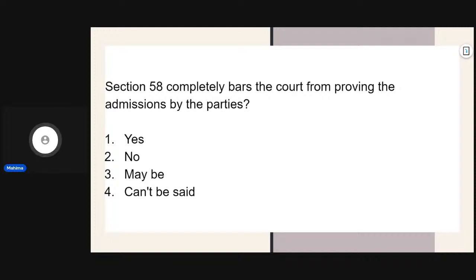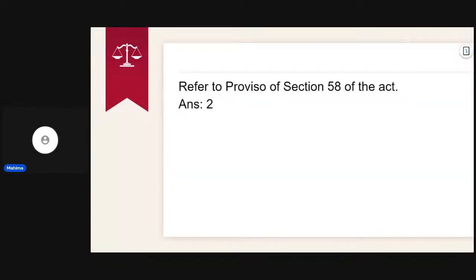Section 58 completely bars the court from proving the admission by the parties. Yes, no, maybe, can't be said. Come on. Section 56 is something else, the list of judicial notice is under Section 57. It is a proviso to Section 58. It does not completely bar proving the admission by the parties. The court can prove the admission by the parties under Section 58. Yes, Shaktija was the only one right.